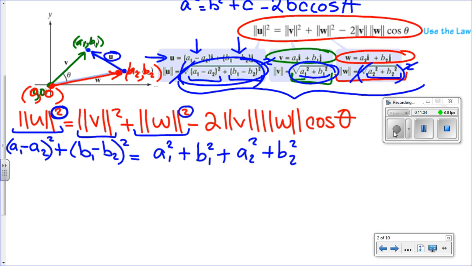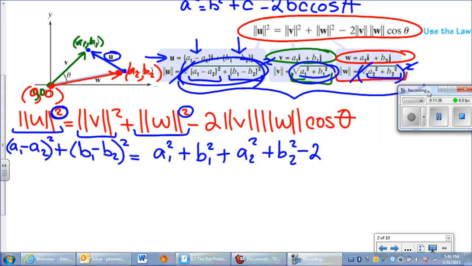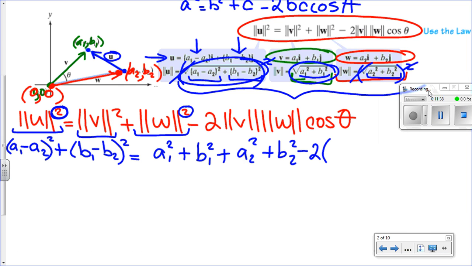Now we also need minus 2 times the magnitude of b, which is the square root of a sub 1 squared plus b sub 1 squared, this quantity here, times the magnitude of w. Oh, actually, I'm sorry, I don't need to write that down. Let's just leave it expressed with the notation for magnitude.